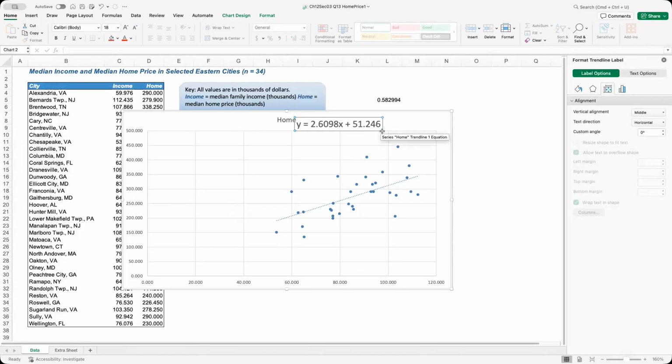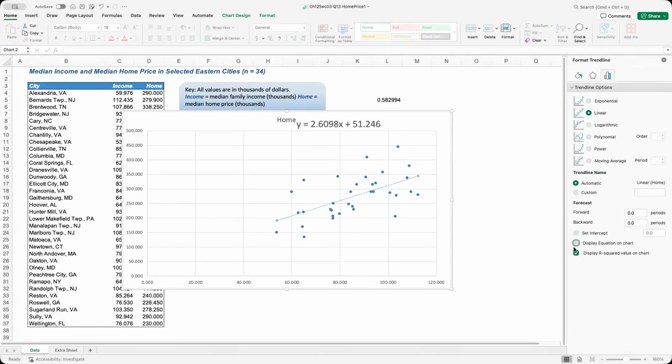I don't know why my box is not showing this. Let's go back to the trend line. Uncheck, uncheck. There's my R squared value. 0.3399. Okay, let's call it 34. 0.34. What does this mean?